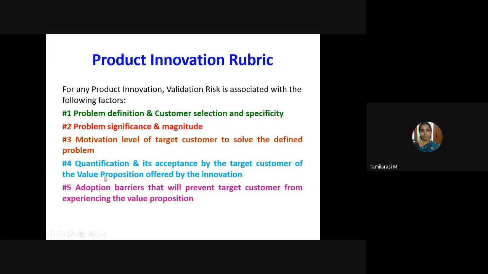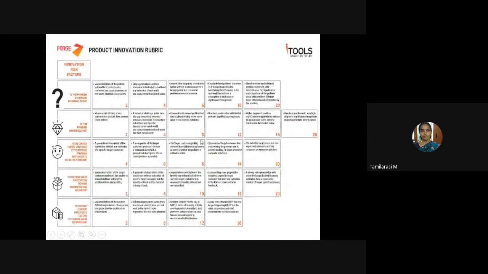Five categories are there. Each category will have 20 points. Totally, this innovation rubric will have 100 marks, so each category will have 20 marks. There are some constraints they have given. I hope this is visible. Otherwise, you can zoom in. Okay.